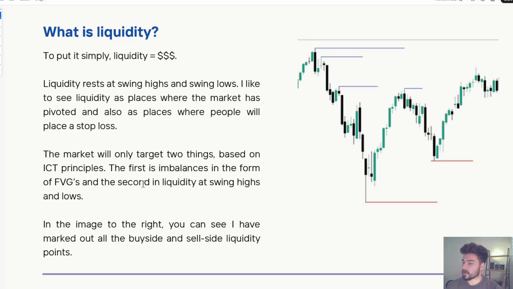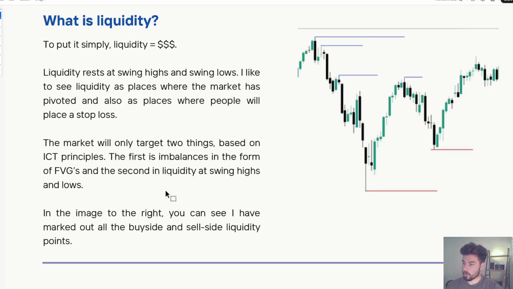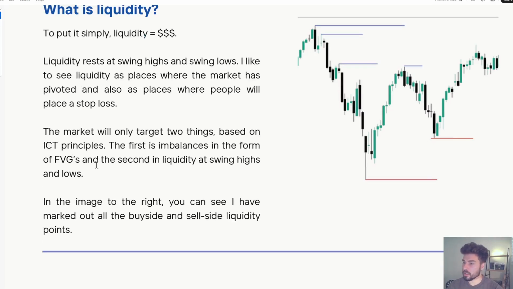And the market only targets two things. The market only targets liquidity at swing highs and swing lows, and also imbalances in the form of fair value gaps. Therefore, if you haven't watched my previous video, check that out. It's all about how I like to use fair value gaps. The one before that is how I like to use inversions. Pairing those two videos with this video here is going to completely open your eyes. If you want a model, you want something that repeats, because you're going to be using the two things based on ICT principles that the market moves for: liquidity and imbalances.